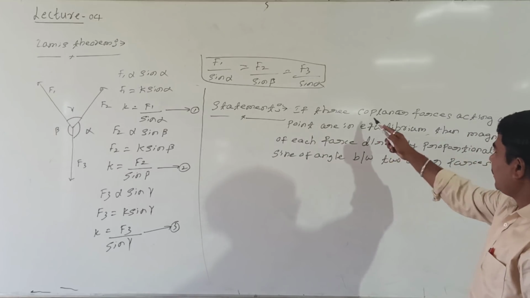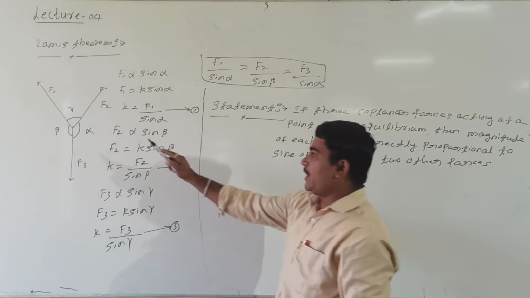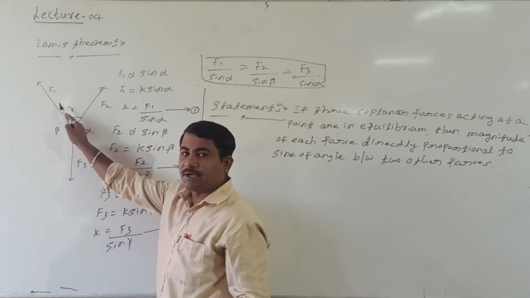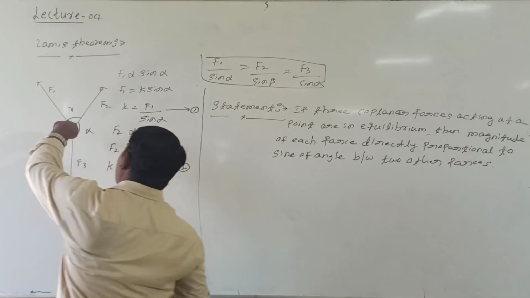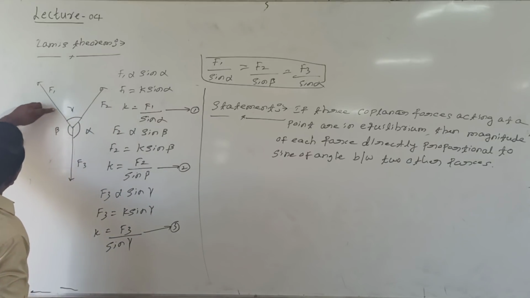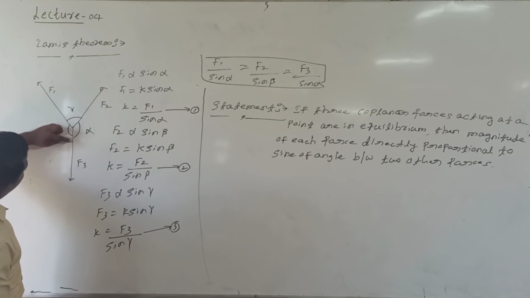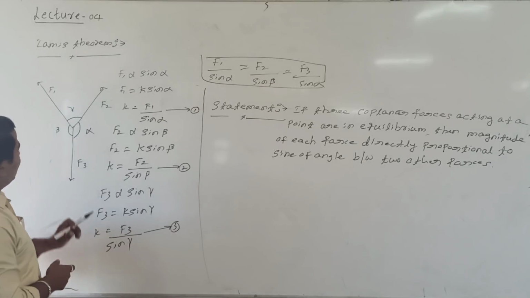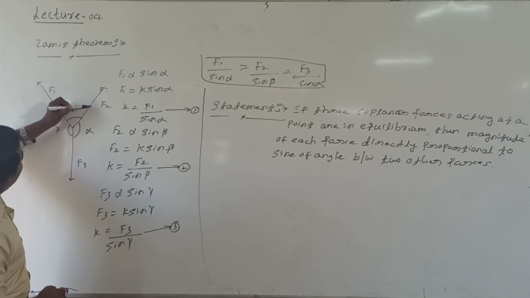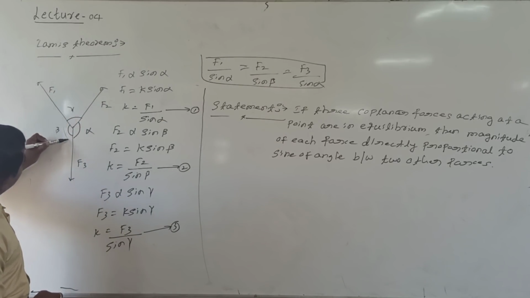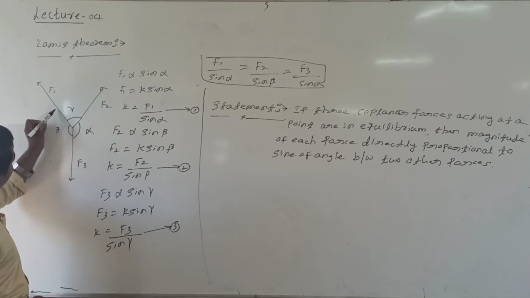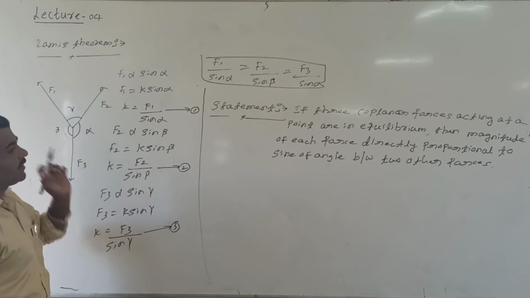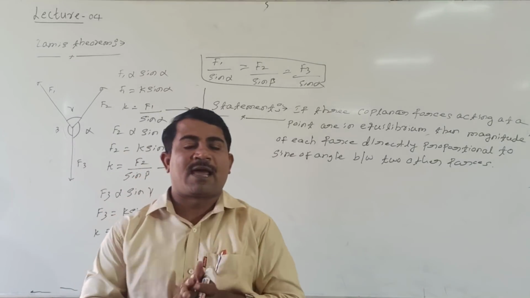See here, three coplanar forces acting at a point are in equilibrium. The magnitude of any one force, either you can take this force, is directly proportional to the sine of the angle between this one and this one. Similarly, this force is directly proportional to the sine of the angle between this one and this one. This force is directly proportional to the sine of the angle between F1 and F3. This is Lami's theorem.